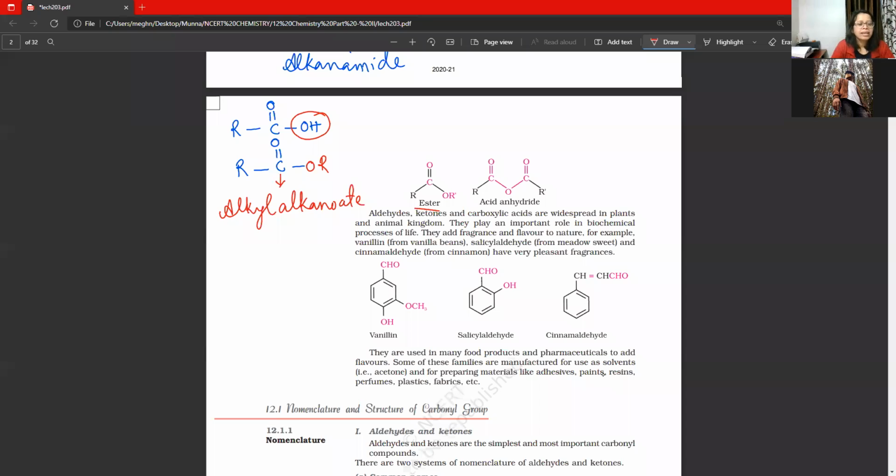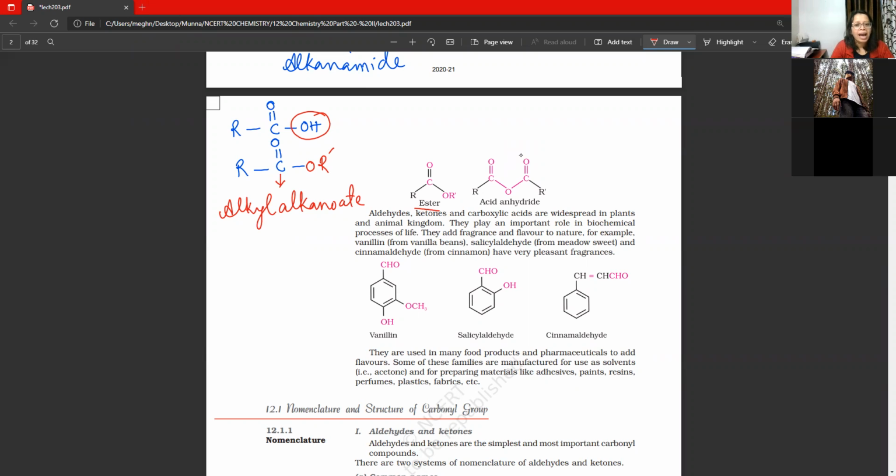And last, in carboxylic acid, OR dash, it can be dash, meaning the alkyl group may be the same, may be different. Okay, Raja? Yes, ma'am. The alkyl group may be the same, may be different.